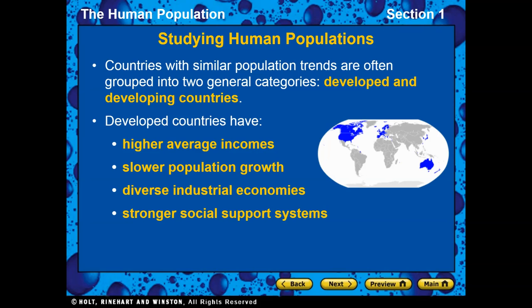They, on average, have slower population growth. Think about the size of your family versus the size of a family in a developing country, for someone in sub-Saharan Africa, where the more children they have, the better it is for them. They also have diverse industrial economies. So we have a lot of different businesses and a lot of different things that can go into our economy versus just one big industry. And we also have stronger social support systems, our government, our policies, along with all of our social things as well.